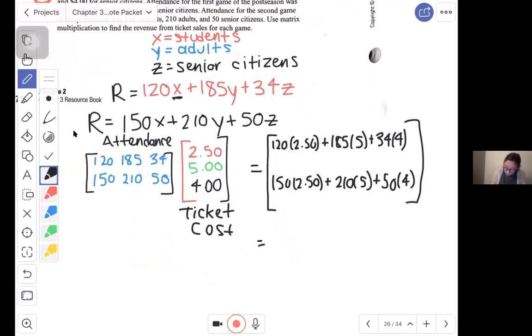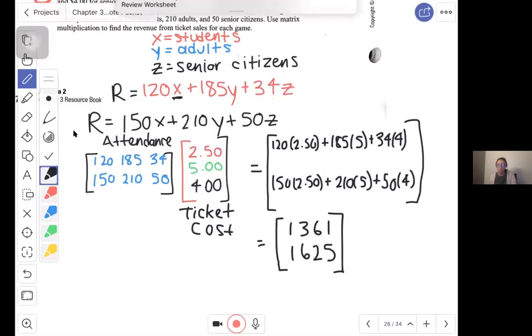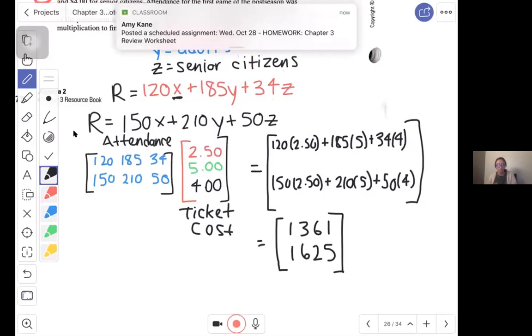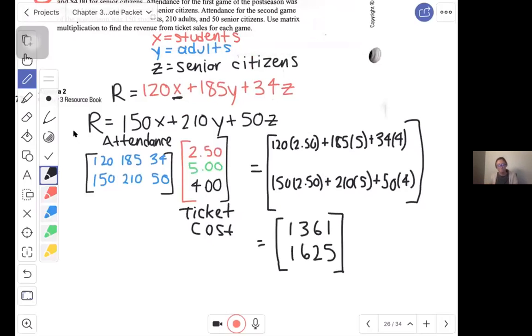And when you multiply those through and add, you will get 1,361 and 1,625. And what did that equal? That equaled our revenue. So the top number, our 1,361, is our revenue for the first game. And the 1,625 is revenue for the second game. Questions on that?